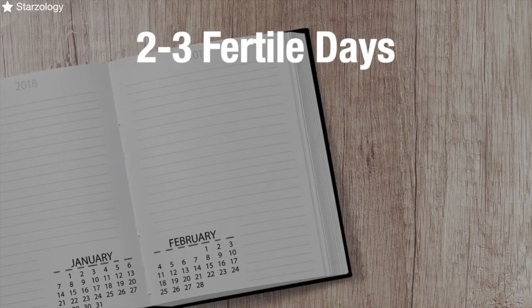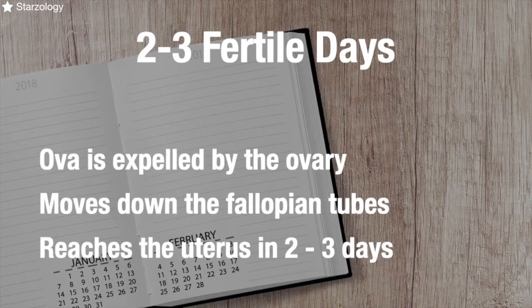Typically, there are 2 to 3 fertile days each month when the ovum is ready to be fertilized. The ovum is expelled by the ovary, it moves down the fallopian tubes, reaches the uterus in 2 to 3 days, where typically it would be impregnated there and then nestle into the uterus. This is a quick overview, and of course there's so much more to it than that, but anyway.